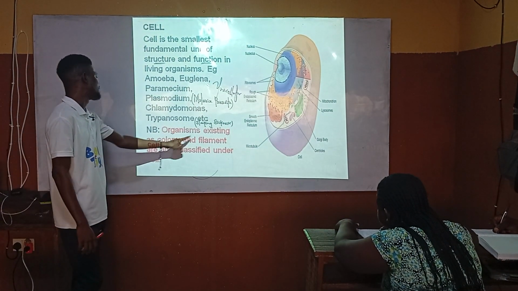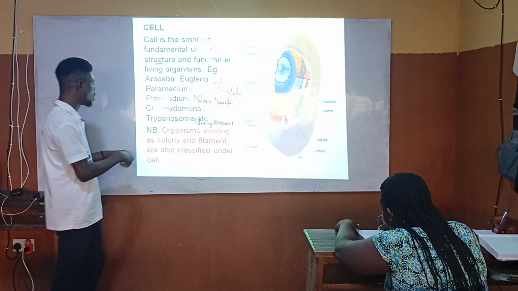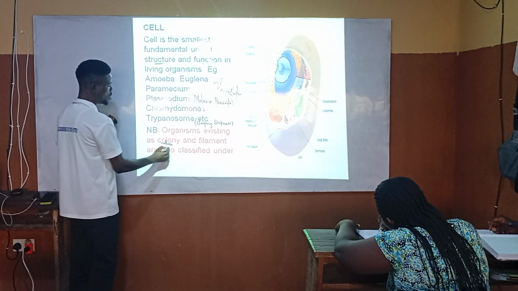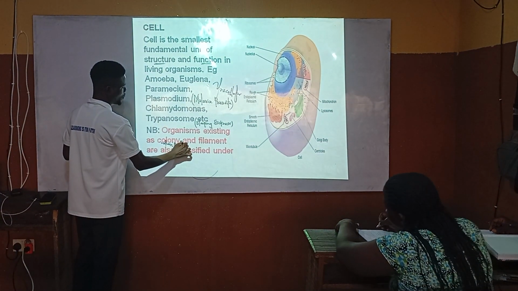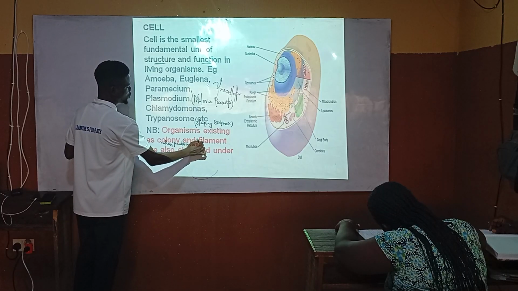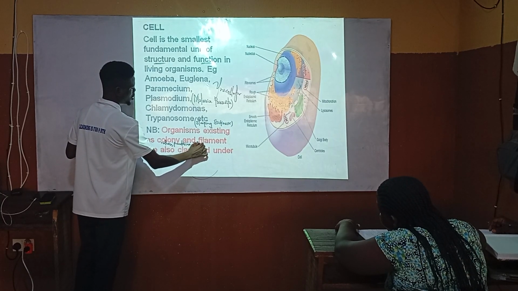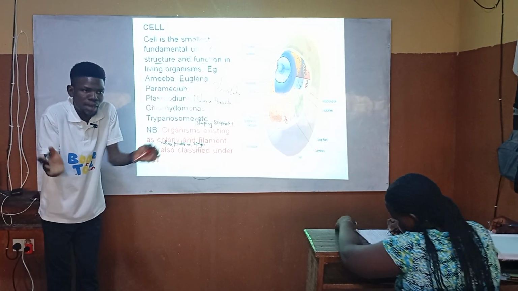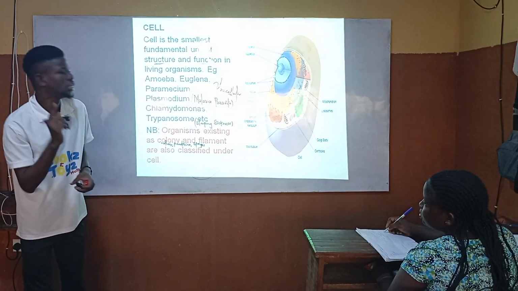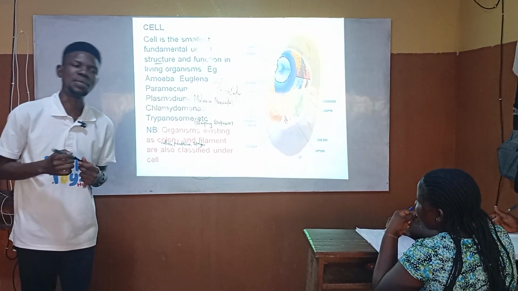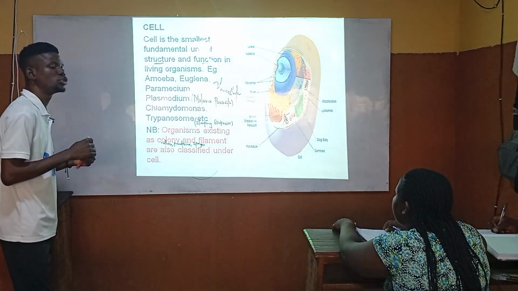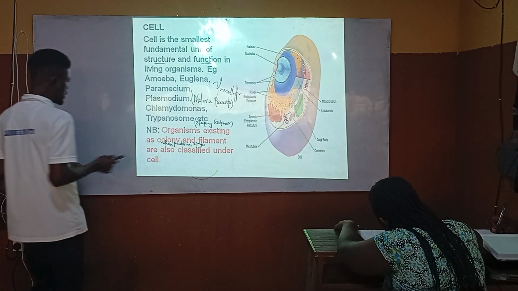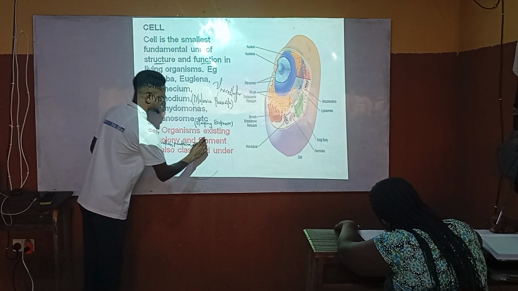I said organisms existing as colony. Examples of those existing as colony: your volvox, your Pandorina, even the sponges. The sponges, they are existing as colony. That means they live together, more than one of them. But each of them is unicellular. Are we clear about that? Though they exist together as a colony, each of them is a unicellular organism.